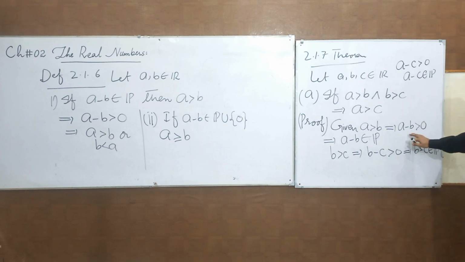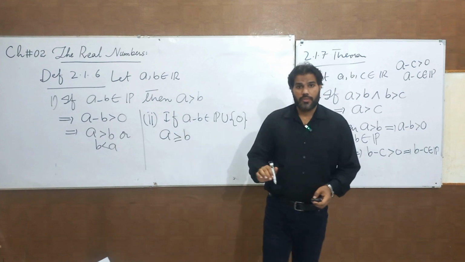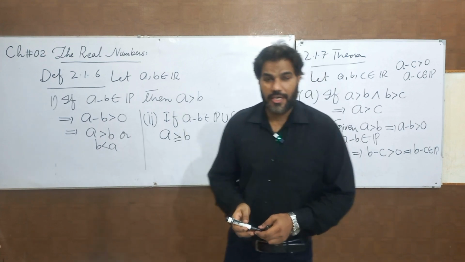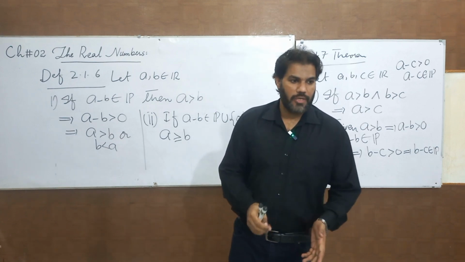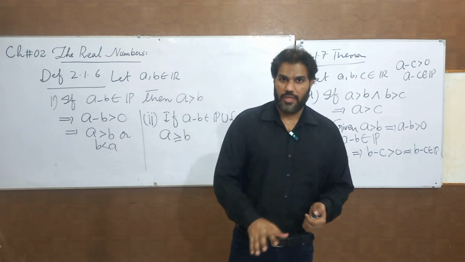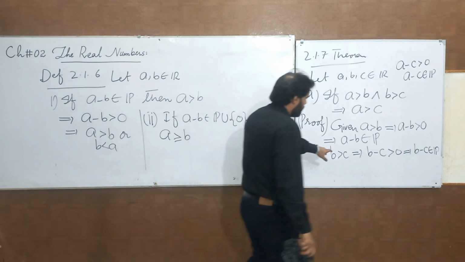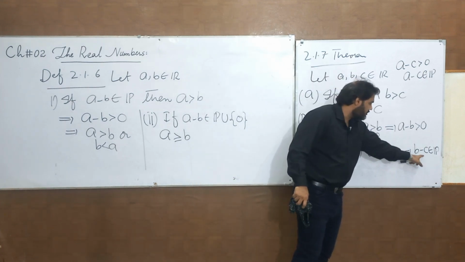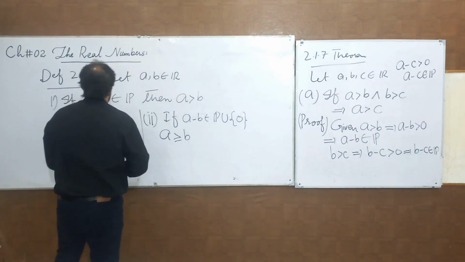So, A minus B belongs to P and B minus C also belongs to P. In the definition of the set of positive real numbers, we have seen that P satisfies the closure property. That is to say, if we have two positive real numbers, then their sum is also a positive real number. If A and B belong to P, then A plus B also belongs to P. So these are two real numbers, A minus B, which is positive, and B minus C, which is also positive. Both belong to the set of positive real numbers, so their sum is also a positive real number.